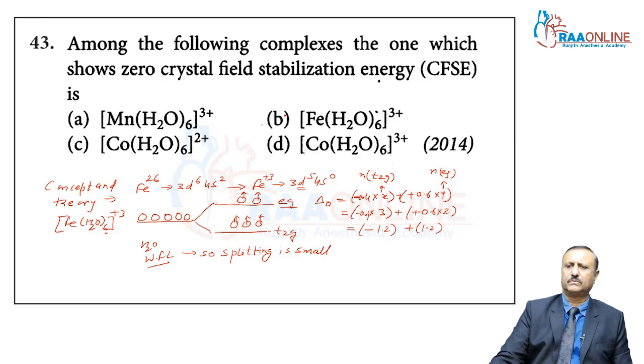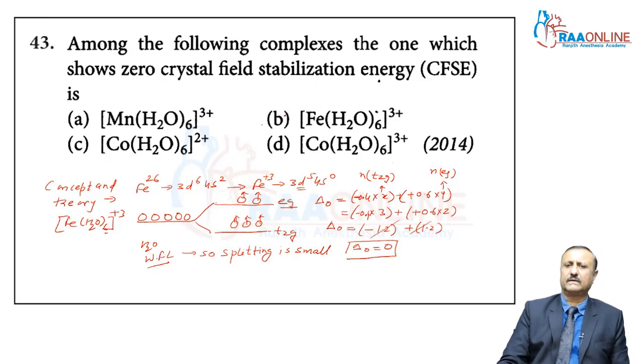0.6 multiplied by 2 is equal to 1.2. 6 2s are 12, and 3 multiplied by 2 minus 1.2. So del O means CFSE, minus and plus, so these are cancelled with each other. You can get the 0 CFSE in this complex. And the question is: among the following complexes, the one which shows 0 CFSE.